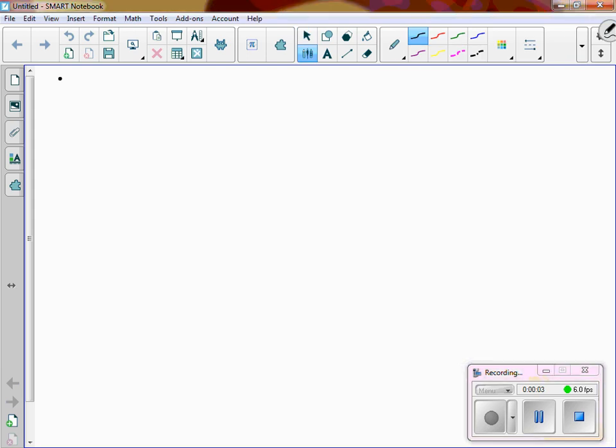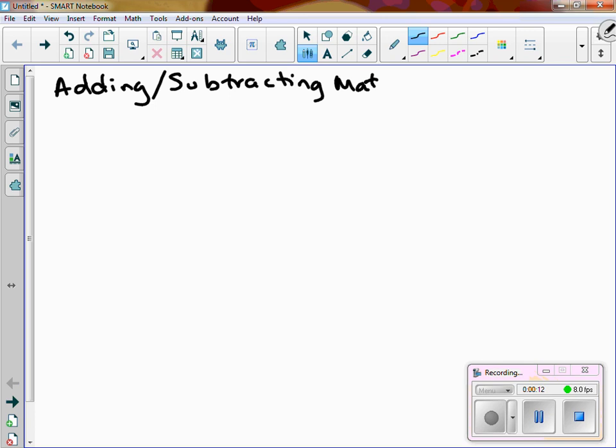We're going to be looking at adding and subtracting matrices. With this, there are some conditions that must be met before you can add and subtract matrices.